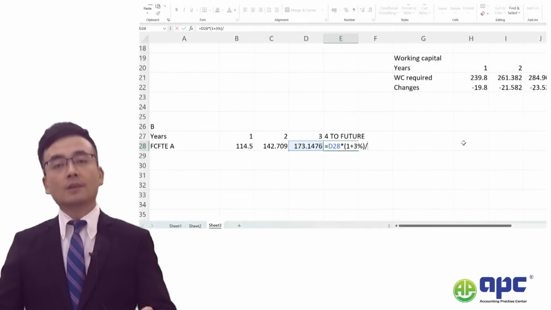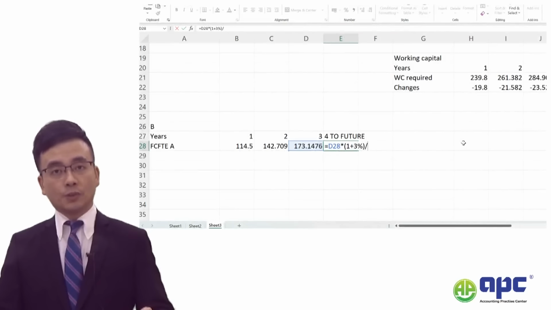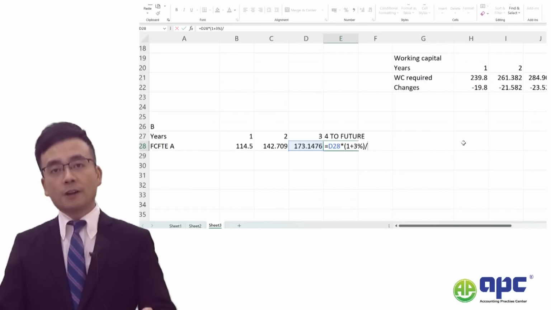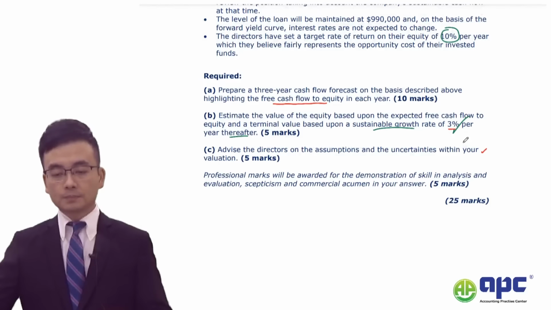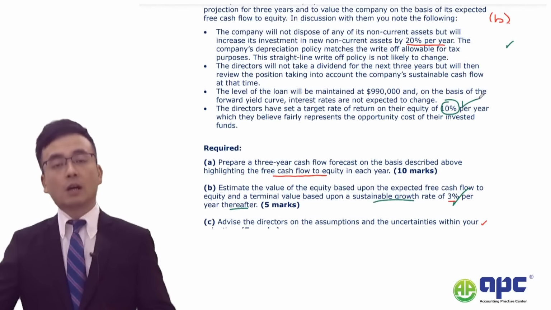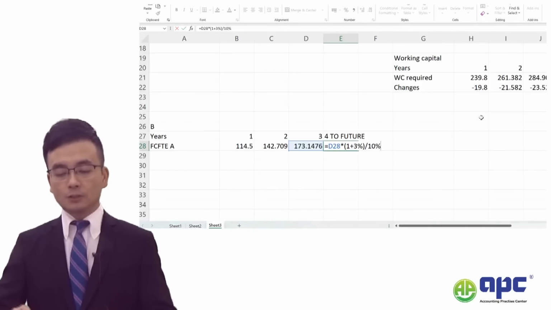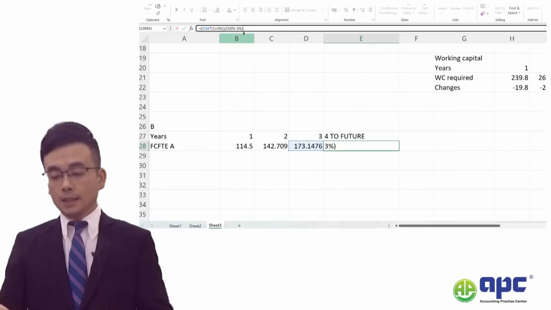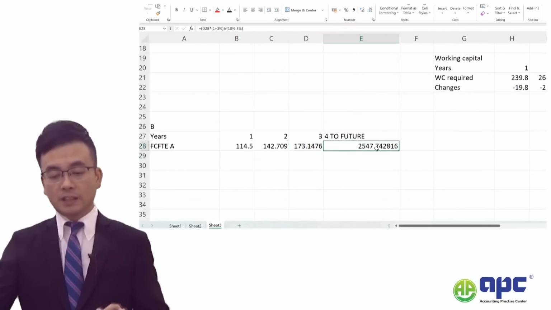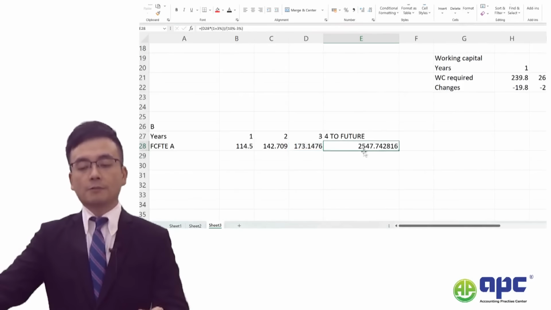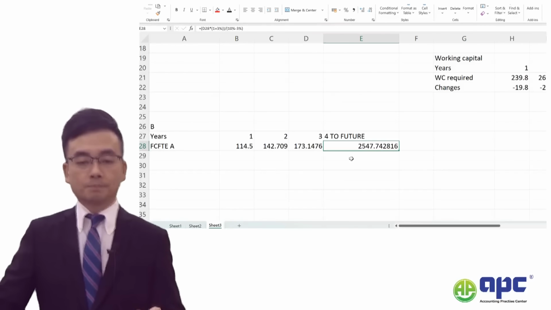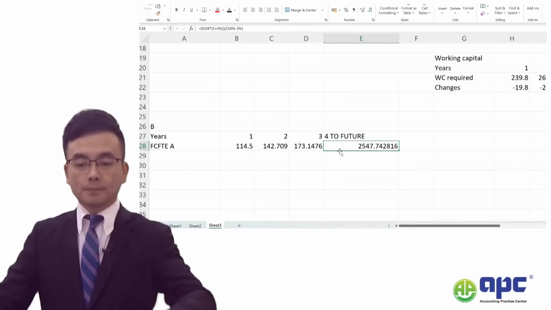But don't forget that this is the perpetuity. You will need to divide by the required return from the shareholder, which means 10% there, and just subtract the growth rate. And then enter that, that will give me 2547.7. Okay.